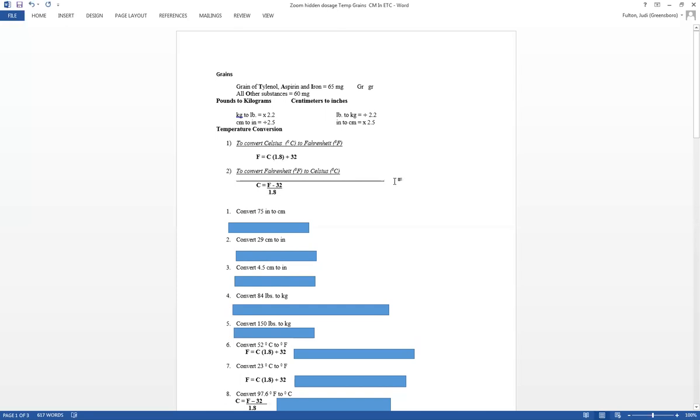So let's do a little bit of math. Convert 75 inches to centimeters. Is it centimeters to inches, or inches to centimeters? I'm going to take the number of inches and multiply it by 2.5. So 75 times 2.5 is going to give me 187 centimeters. Okay? Inches to centimeters, you're going to multiply 75 times 2.5.